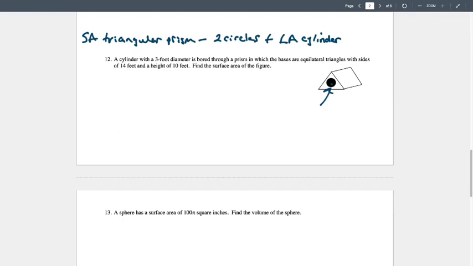So for the triangular prism, our formula is capital P times H plus 2 times B. So for this shape, I need to know what capital P is. I'm going to erase that arrow, sorry. Each of our triangles have a side of 14. And then the height of this prism is 10.